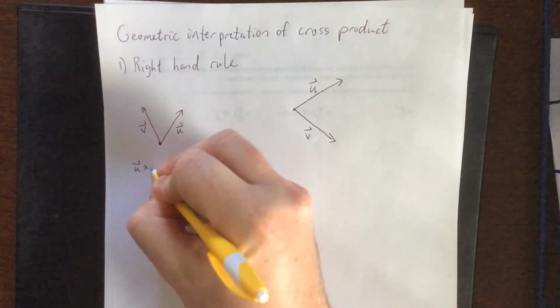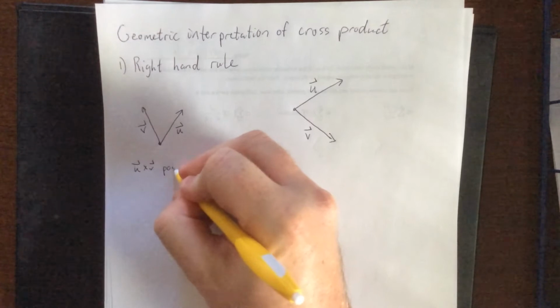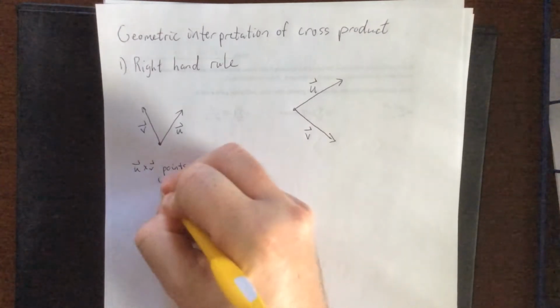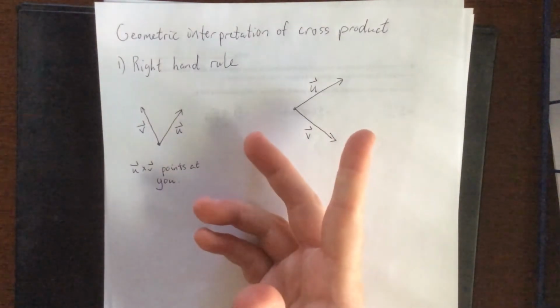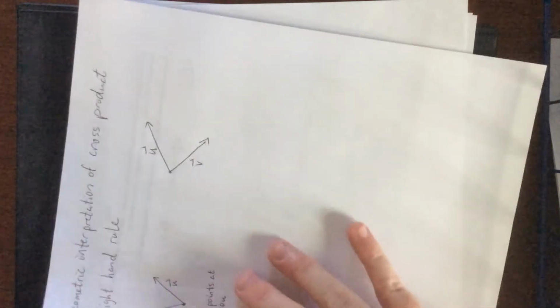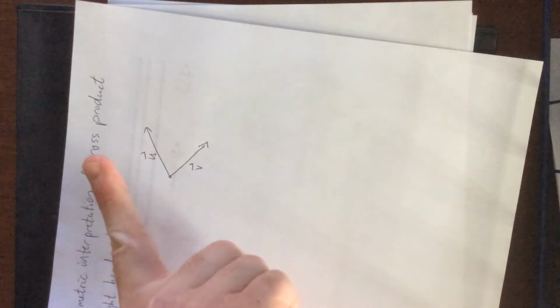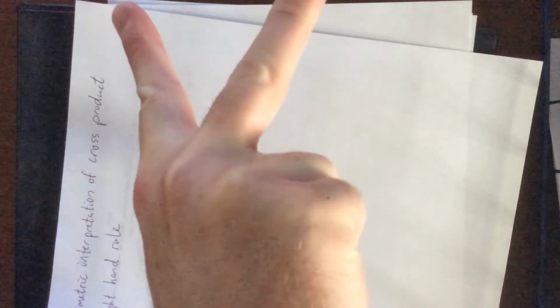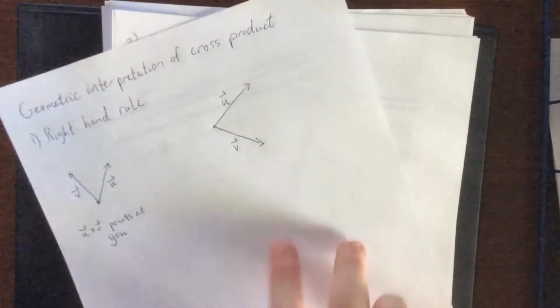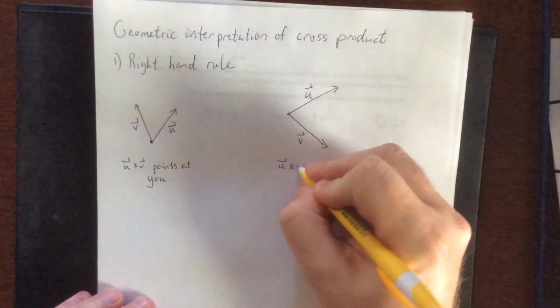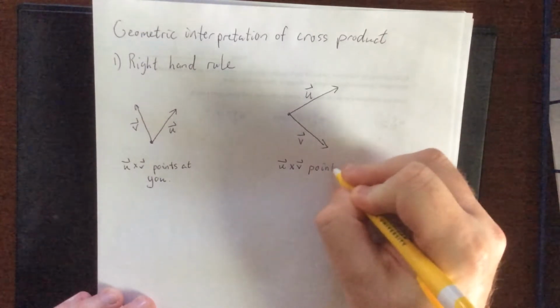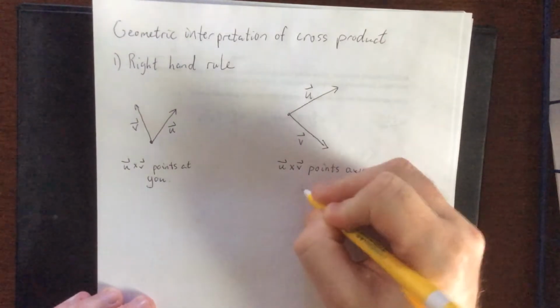u cross v points at u. Not the vector u, the person u. Whereas if we were to go to this other one, and I realized as soon as I drew those vectors that this might be a little bit more complicated, so I'm going to turn my page a little bit, just like this. I'm going to point u in this direction and v in this direction, and you'll notice at this time, well, you can't really see it very well, but my thumb would point in the downward direction. It is because of this we are allowed to conclude that u cross v points away from you.